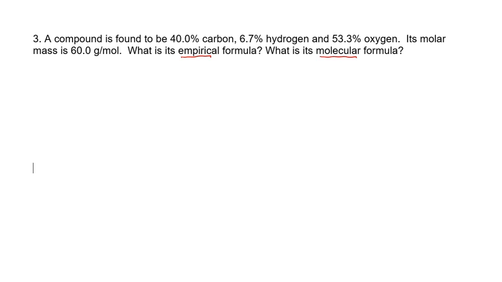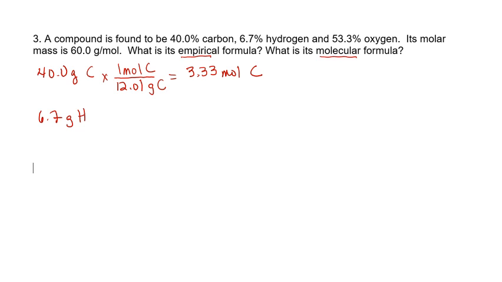So these are in percents, so we can turn all of our percents into grams. So we have 40.0 grams of carbon, and we're going to convert that into moles of carbon. So 12.01 grams of carbon, 1 mole of carbon. So we have 3.33 moles of carbon. We're going to do the same thing with the hydrogen. So we have 6.7 grams of hydrogen. And we're going to do the dimensional analysis to cancel out units.